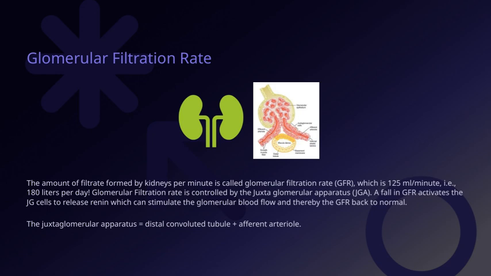Now, controlling this rate is vital because it ensures the kidneys are working efficiently without overworking or underperforming. The JGA is responsible for this regulation. When GFR drops, the JGA cells sense this decrease and respond by releasing renin. This hormone then stimulates changes that increase blood flow through the glomerulus and bring the GFR back up to normal levels. So, in essence, the JGA acts as a critical control point, maintaining the delicate balance of filtration, which is fundamental to overall kidney function and, ultimately, to our health. This mechanism highlights how tightly the kidneys regulate their activity to support homeostasis.